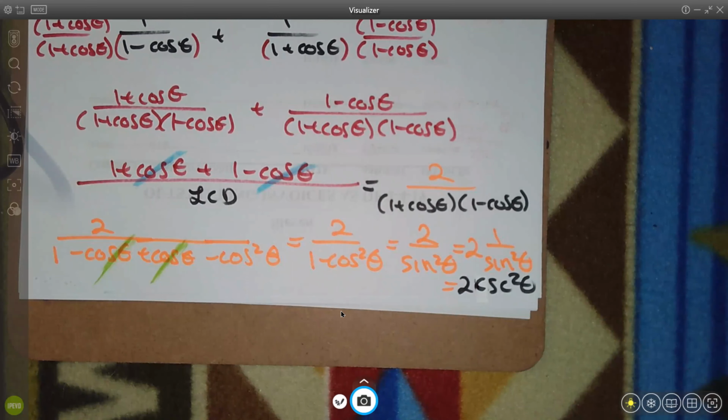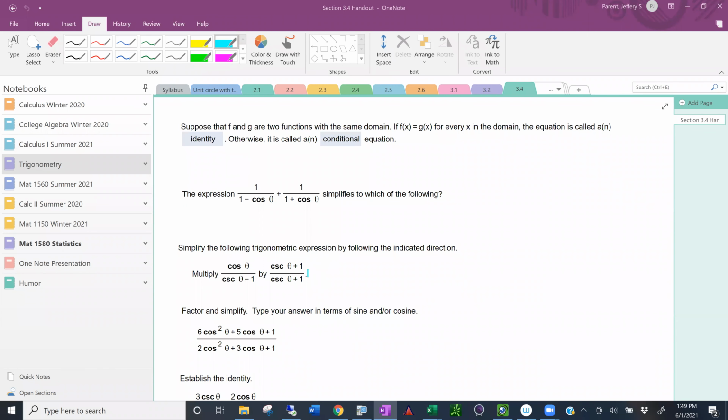Let's try another one kind of like that. And that'd be this one right here. And all they're asking you to do is to multiply cosine over cosecant of theta minus 1 by this term right here, which is really what's called the conjugate. I think you should have seen something like that in one of my videos. Let's give that a shot.